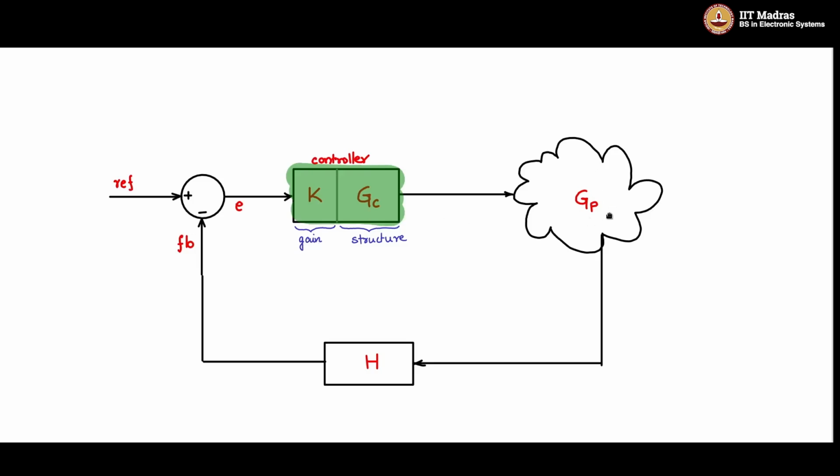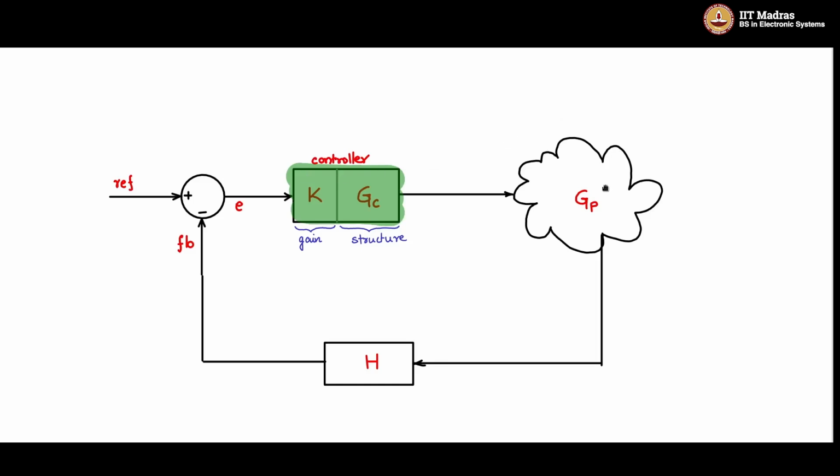We define the plant GP, we define H, these are given to us. And then you start by defining the structure of GC, structure of the controller, whether you want to have just plain gain or you want to have an integral type of control or a PI control or a PID type of control. So define the structure and then we go about selecting the gain using the root locus method. So let us try that.